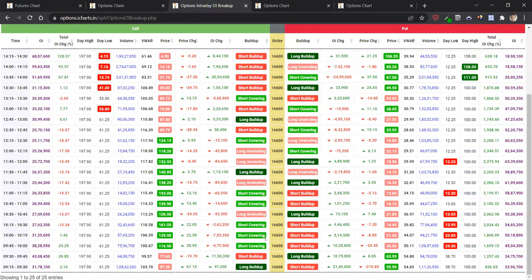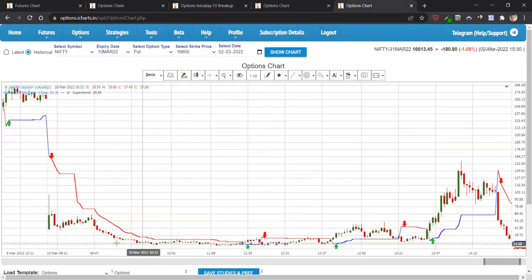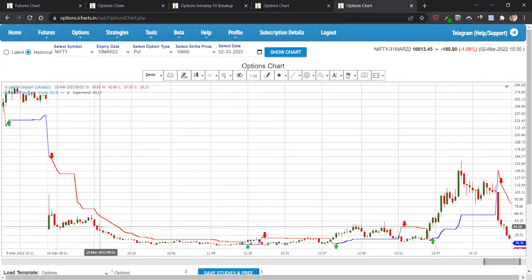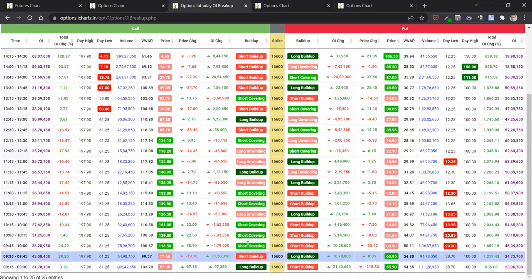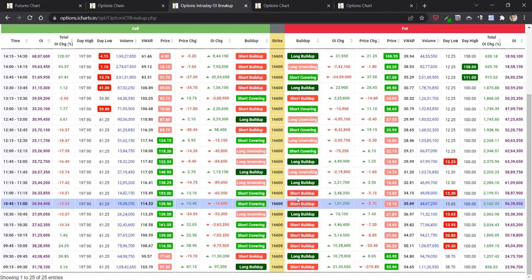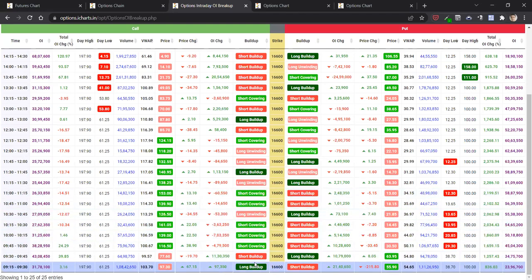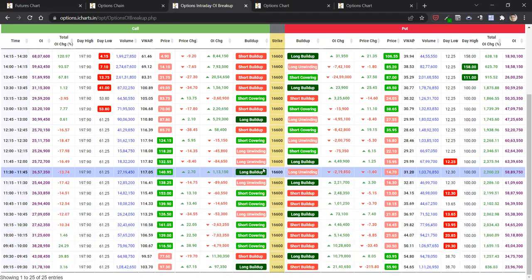Same for the put side. The put side has given a long here at 9:45, but there is absolutely no signal here to go long. So you would continue in this trade. All these are weak signals, because only one side is giving a strong signal, the other side is not. So you would continue in that same trade.